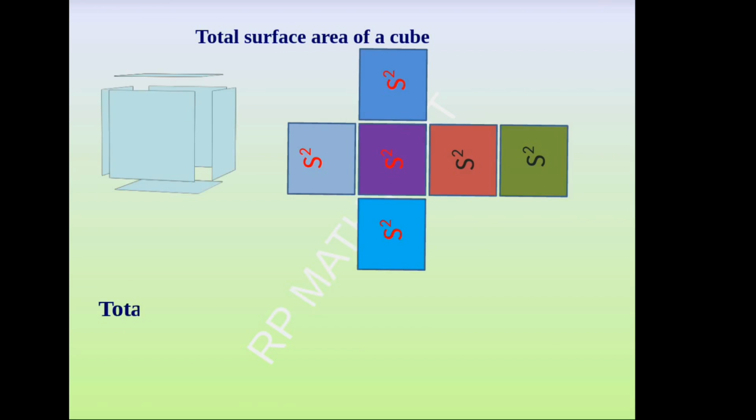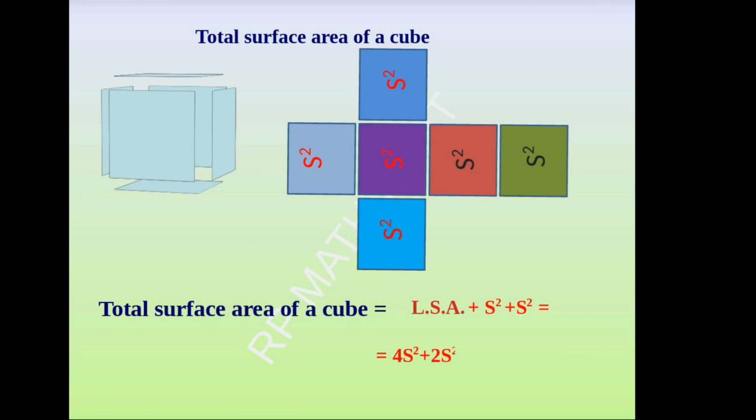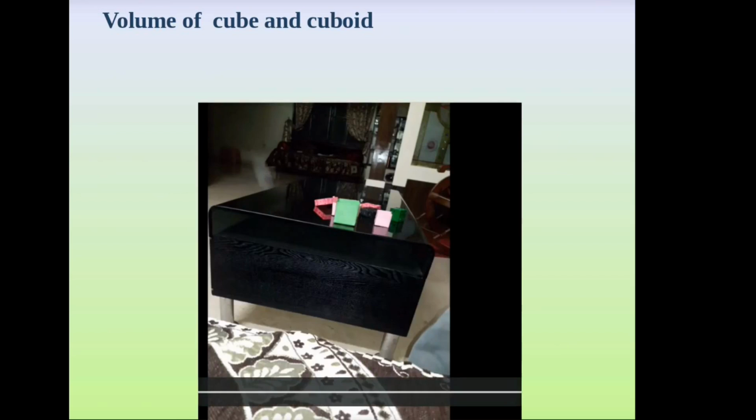Now total surface area of a cube. We have to include top and bottom face areas also with LSA. LSA plus 2s square is equal to 4s square plus 2s square, that is 6s square. Now, my dear children, observe the volume of the cube and cuboid.